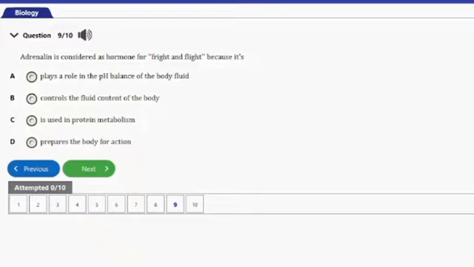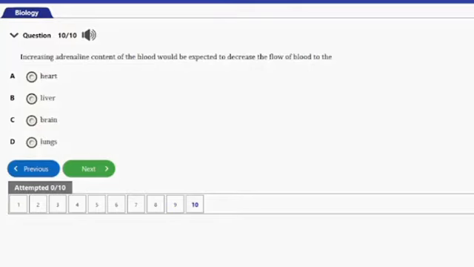Question number 9, it says, adrenaline is considered a hormone for fright and flight because it plays a role in A, the pH of the body fluid. B, controls the fluid content of the body. C, is used in protein metabolism, and D, prepares the body for action. So guys, the answer to this question is option D here, and that's prepares the body for action. So that's it for that question. So let's go ahead and consider the next and the last question here.